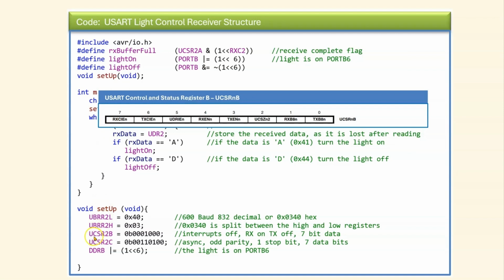So looking at the control and status register B, we can see the register shown here. Bits 7, 6 and 5 are used for interrupt enables. We're not using interrupts, so they are 0. Bit 4 powers on the receiver. We are using the receiver, so that's powered on. Bit 3 is a transmitter, which we're not using, so that's off. And these bits here are used in 9 data bit transmission, so they aren't used.